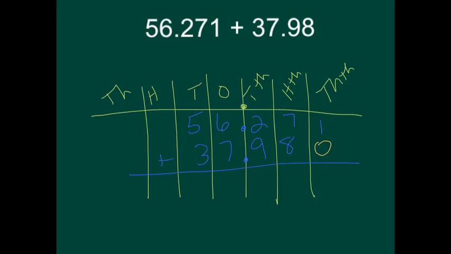1 plus 0 is 1. 8 plus 7 is 15. 2 plus 1 is 3. Plus 9 is 12. I put my 2 down, carry 10 of my tenths over to a 1. 6 plus 7 is 7. 7 plus 7 is 14. 5 plus 1 is 6. 6 plus 3 is 9. We drop down the decimal, making our answer 94 and 251 thousandths.